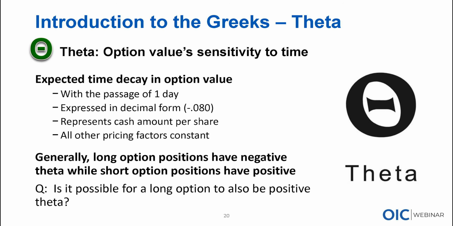So as a buyer, if I buy something for $2, my intent is that down the road, I'm going to be able to sell it for more than $2. As a seller, if I sell it for $2, my intent is that down the road, I'm going to be able to buy it back for less than $2. So generally speaking, long options, when you're buying options, have negative theta, meaning that time is always working against you. While when you're selling options, we like to think of it as positive theta because time is working in your favor.